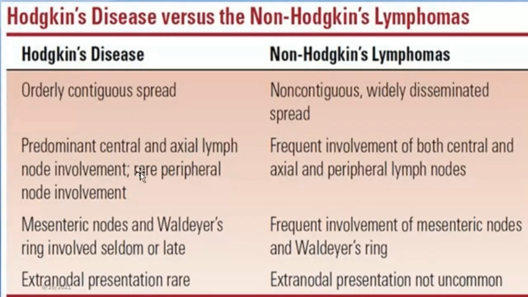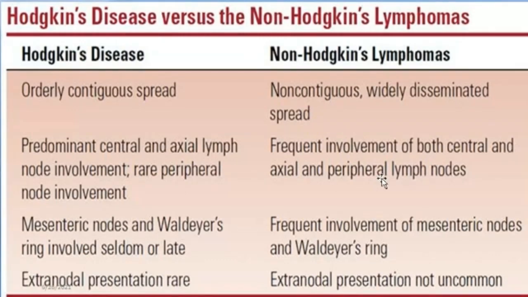A patient who comes with mediastinal widening and hilar shadow, I should think first of Hodgkin lymphoma before thinking of non-Hodgkin lymphoma, because Hodgkin has a predilection to involve the central and axial lymphoid tissue and rarely starts as a peripheral node. A patient with an axillary lymph node, which is a peripheral lymph node, is less likely to have Hodgkin lymphoma as the starting point. Hodgkin starts with central growth, then spreads to the periphery. But non-Hodgkin lymphoma frequently involves both central, axial and peripheral nodes at the time of presentation.